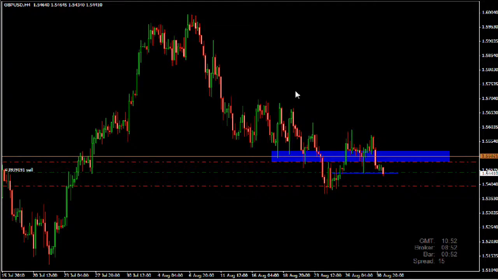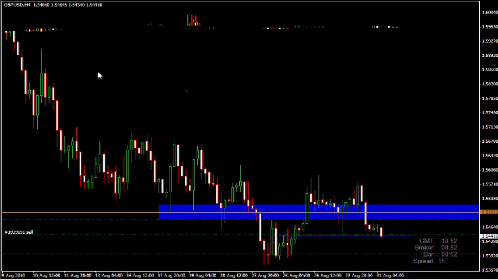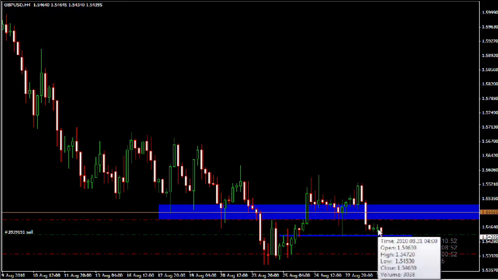Hey guys, I just wanted to do a video on a trade that I'm taking on the pound US dollar 4-hour chart. I've taken this short on the inside bar. Take note of the fact that this is not an I3B or an I4B. It's just an inside one bar, which is just a normal inside bar.